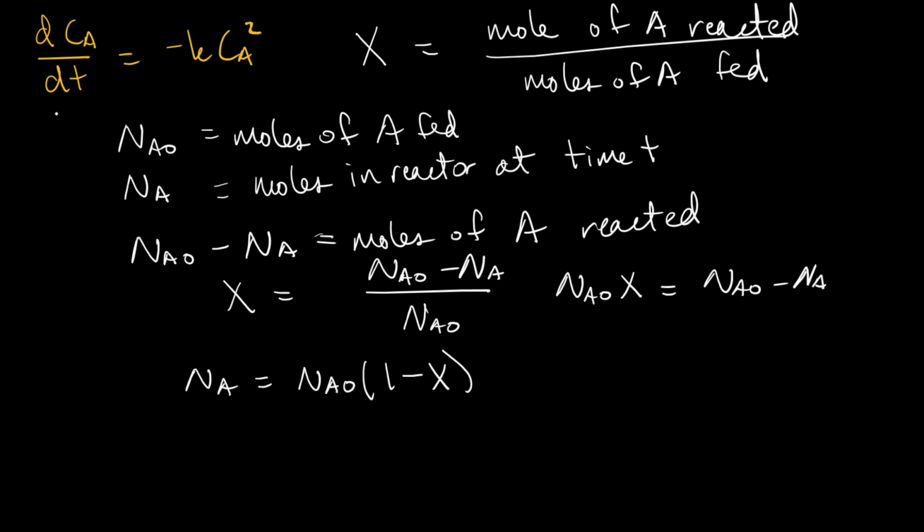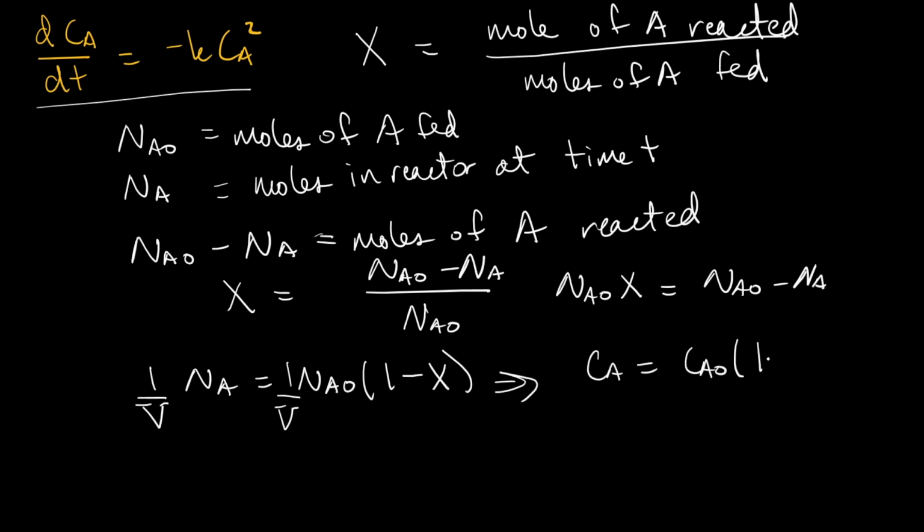Now our differential equation up here is in terms of concentrations. For this problem, since our reactor has a constant volume, we can divide both sides of this expression by V. So multiply by 1 over V over here and 1 over V over here. And that'll give us Ca is equal to Ca0 times 1 minus x. And this is something that we can plug directly into this differential equation. So let's do that on the next slide.